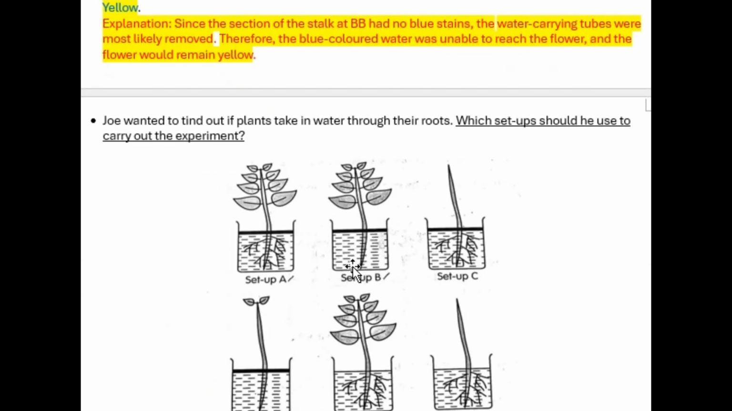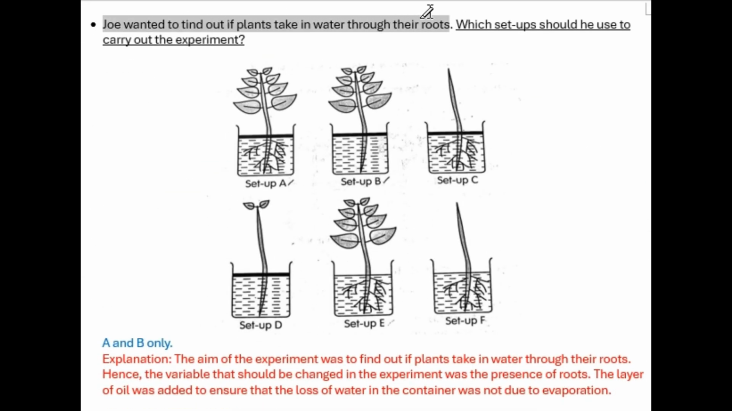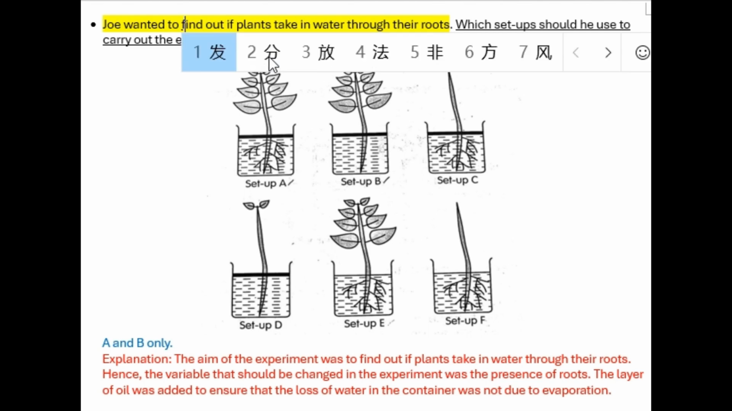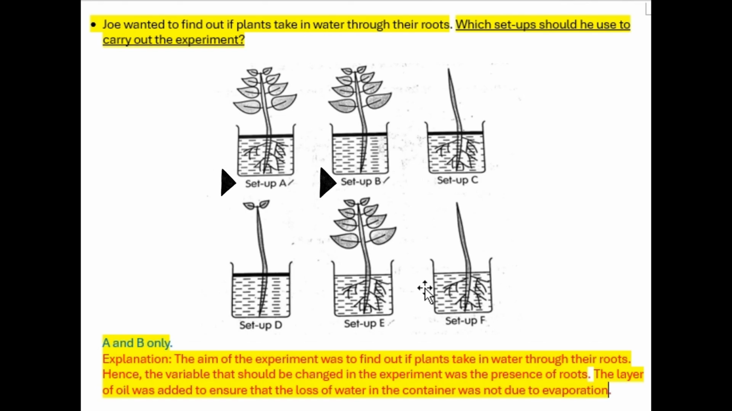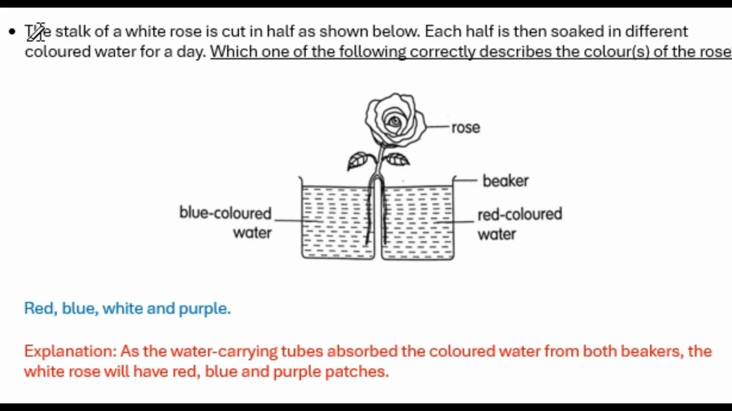Joe wanted to find out if plants take in water through their roots. Which setups should he use to carry out the experiment? A and B only. Explanation: the aim of the experiment was to find out if plants take in water through their roots. Hence, the variable that should be changed in the experiment was the presence of roots. The layer of oil was added to ensure that the loss of water in the container was not due to evaporation.